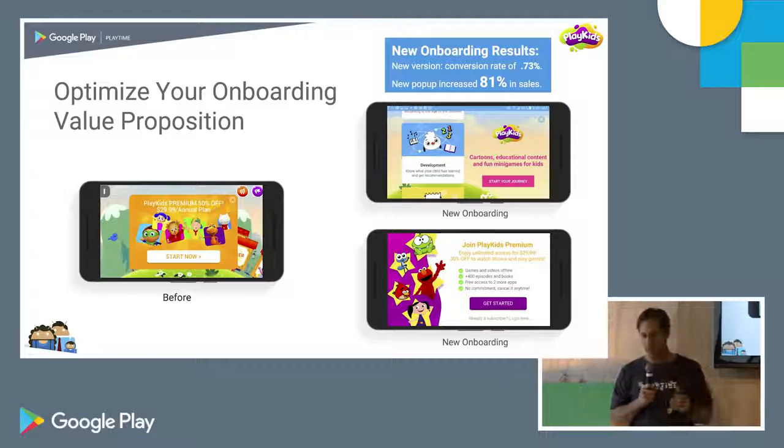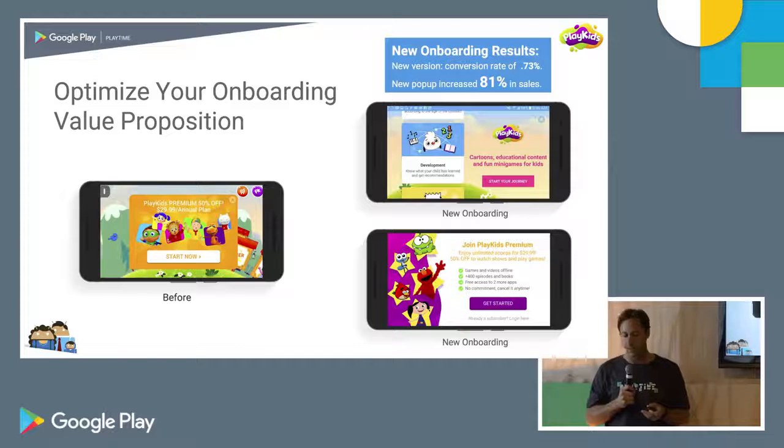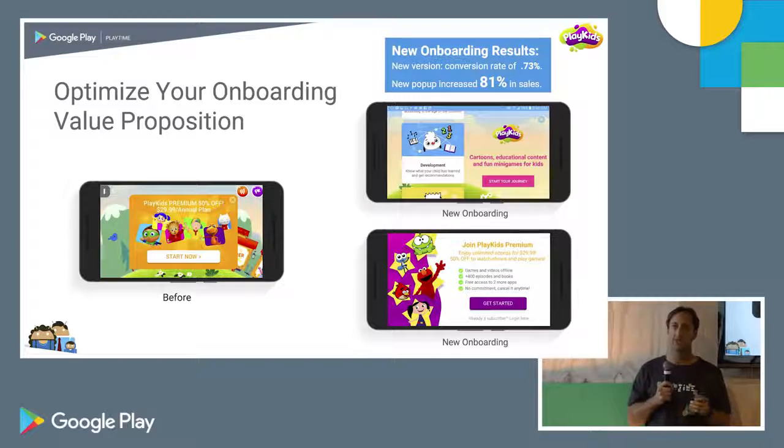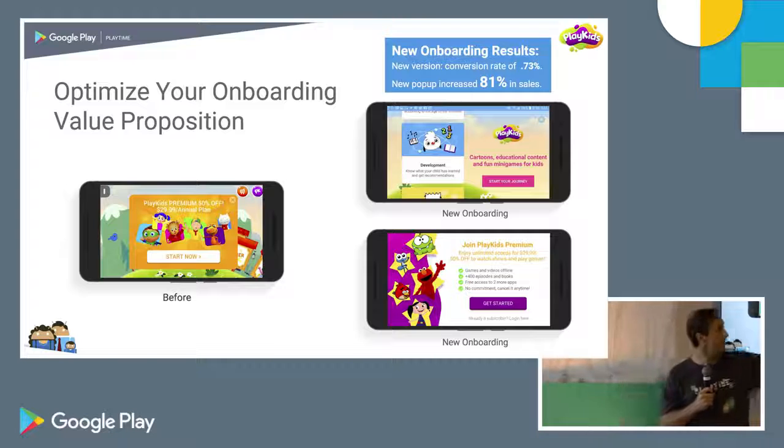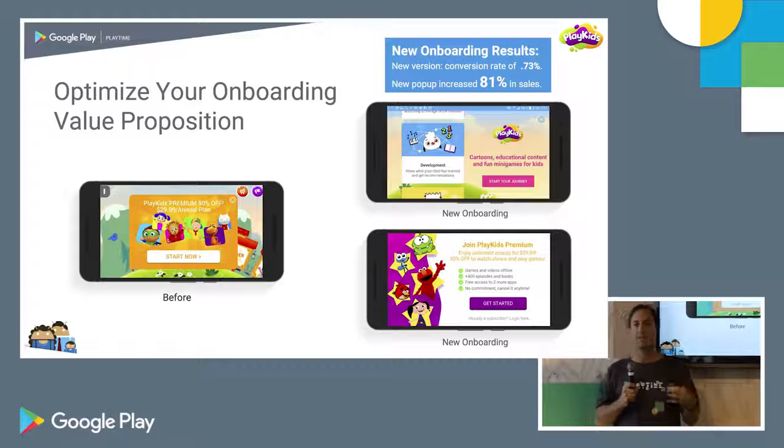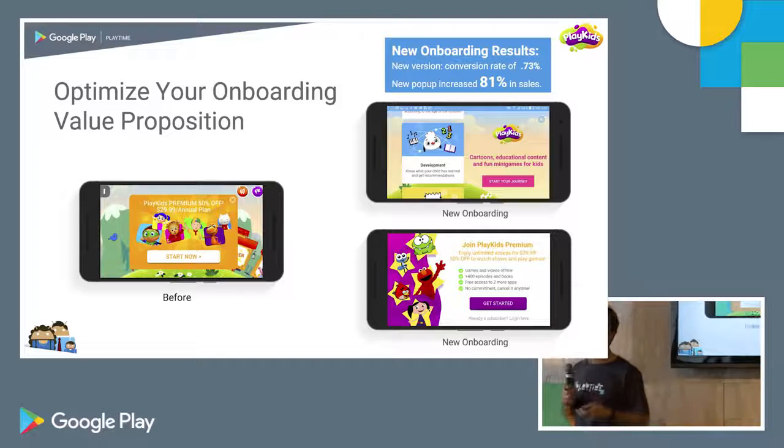And we had the honor of having Play Kids present here earlier today. They're another great example in terms of focusing on user onboarding, and they spent a lot of time running tests to update their onboarding value proposition. So here you have the old onboarding and then the new one that they rolled out. The new version actually took their conversion rate from 0.4 all the way up to above 0.7%. And this pop-up that you see, which really laid out their value proposition in a more clear fashion, that increased their sales by 81%. So 81% increase in sales by just improving your pop-up is a pretty staggering number.